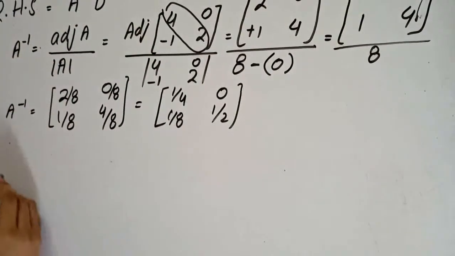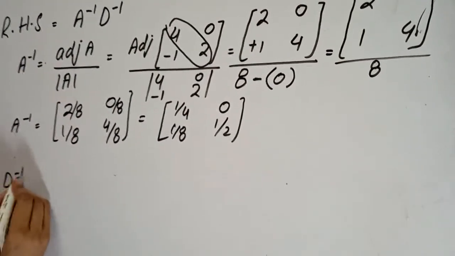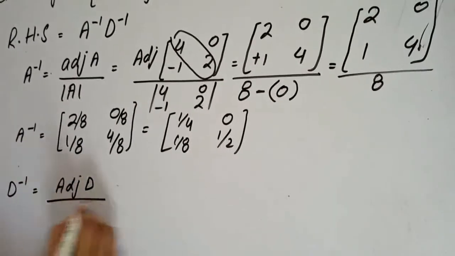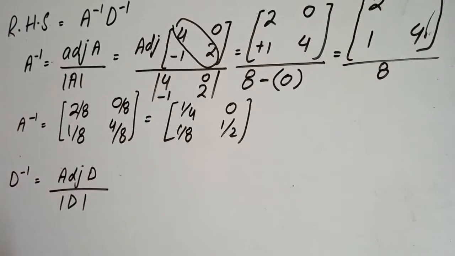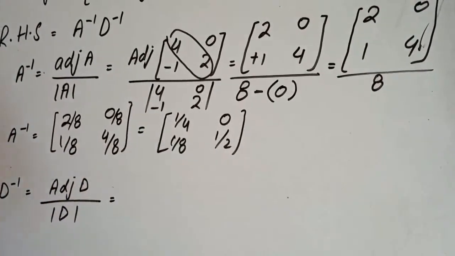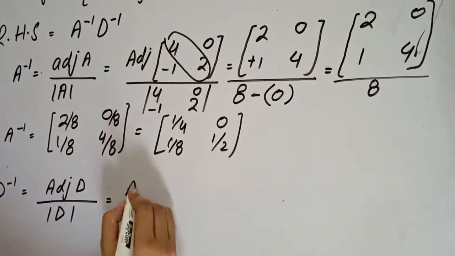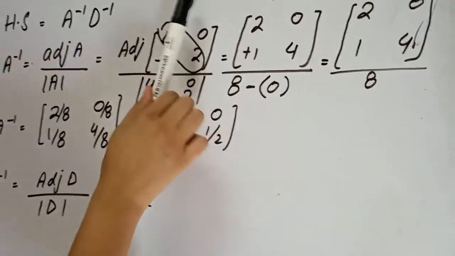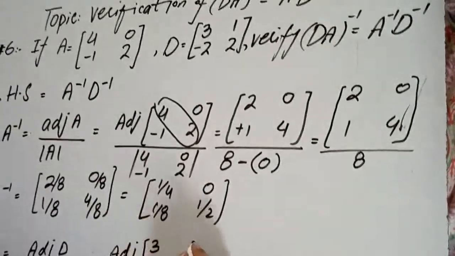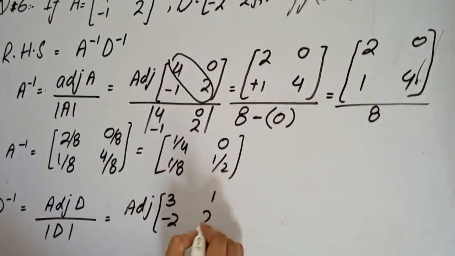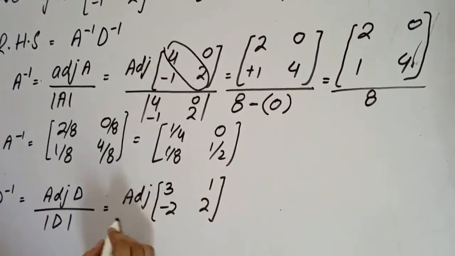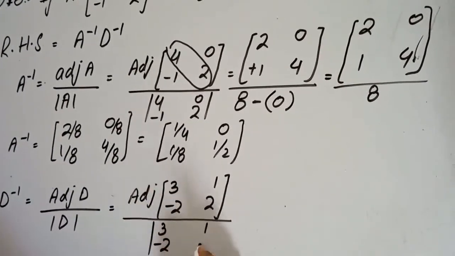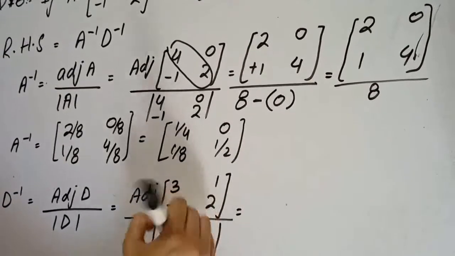Now we will find its D inverse. The formula is adjoint of D over determinant of D. Adjoint of D: first we will put here the matrix D, that is given in the question, 3 1 minus 2 2, 1 minus 2 and 2, and this is divided by the determinant of 3 1 minus 2 and 2. We'll take its adjoint.